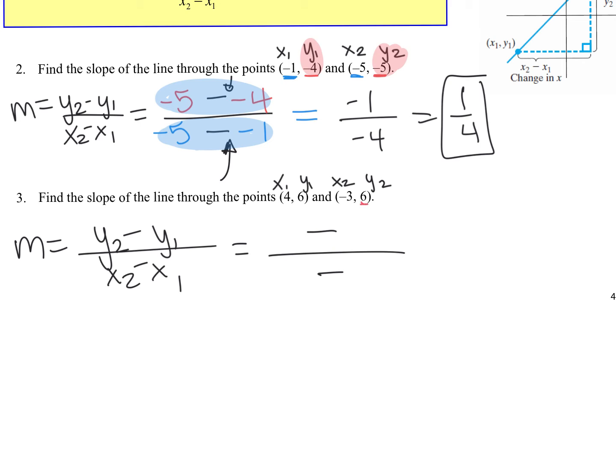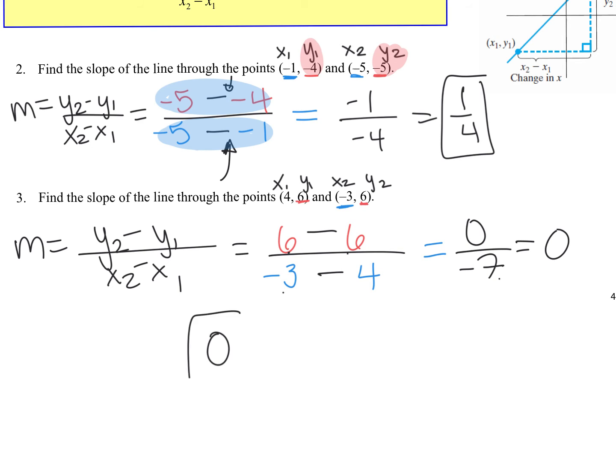So I've got y2, which is 6, minus y1, which is 6. And then I'll do the x's in blue. So then I have -3 minus 4. Okay, so this is what it looks like. So I end up with, if I type this into my calculator, I'm going to directly get 0. But if I try to work this out, 6 minus 6 is 0, and then -3 minus 4 is -7. 0 over -7 is 0. So this has a slope of 0.